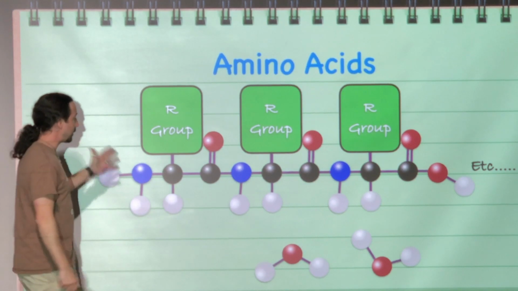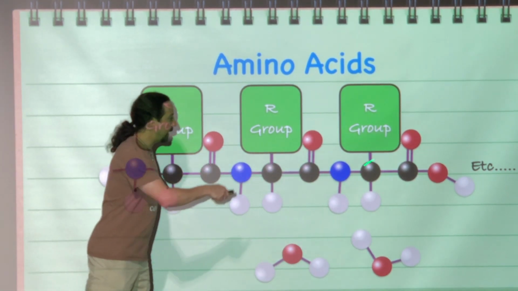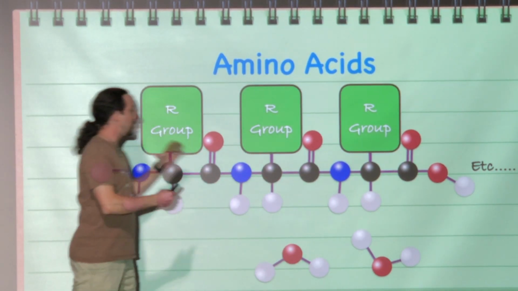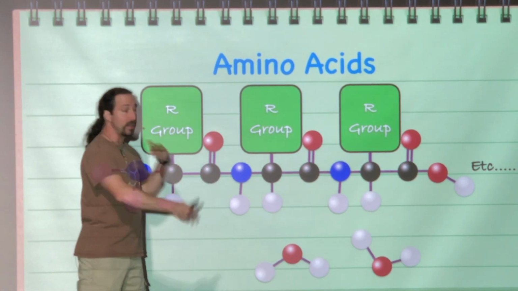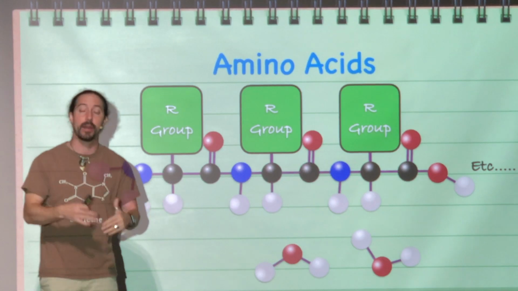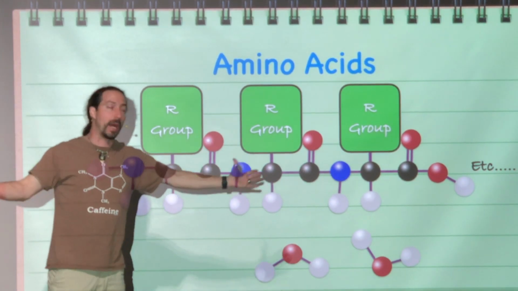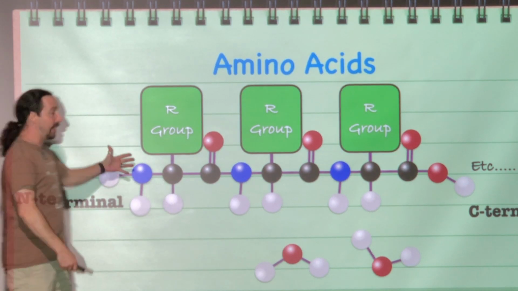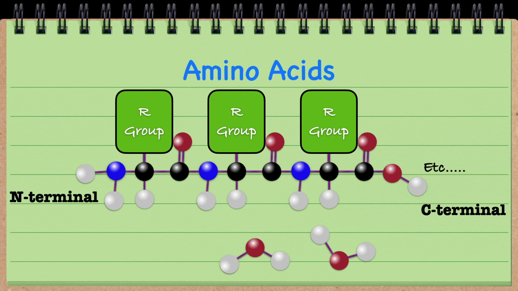But you can see that we have this repeating pattern, NCC, NCC, NCC. So we have the nitrogen, carbon, carbon, nitrogen, carbon, carbon. You can see where the amine group is. You can see where the carboxyl group was. It always follows the exact same pattern. And because of that, we can refer to each end of our polypeptide. We have the N terminus. This is the nitrogen terminus because it is a side that has our nitrogen. And then on the other side, we have the C terminus.